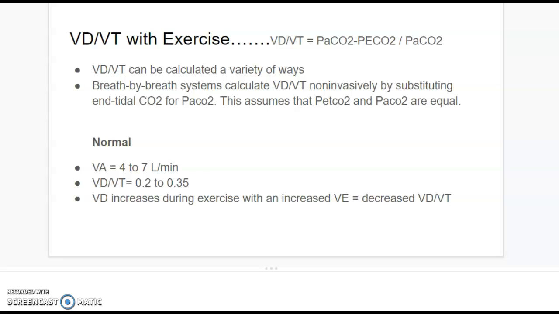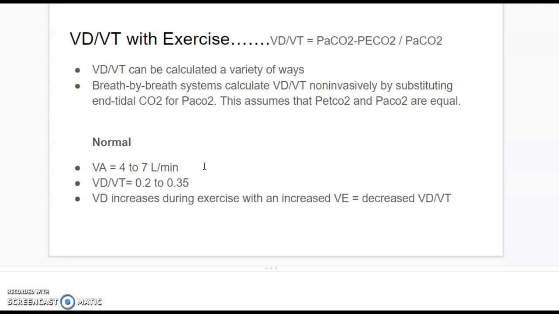VD/VT with exercise, again, here is the calculation for that. It's not going to change. And obviously it can be calculated and found a variety of different ways. If you're using a breath-by-breath system, you can calculate the VD/VT non-invasively by substituting an end-tidal CO2 for the PaCO2. So this assumes that the PETCO2 and PaCO2 are equal.